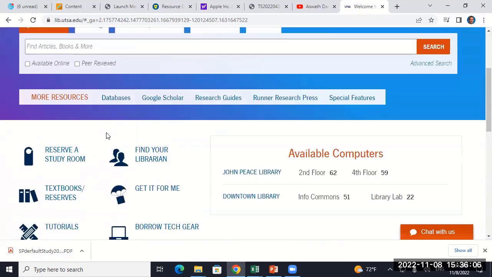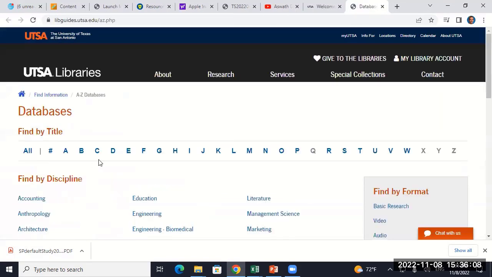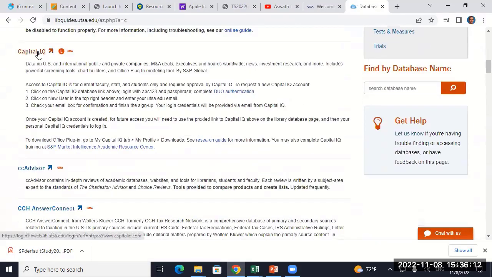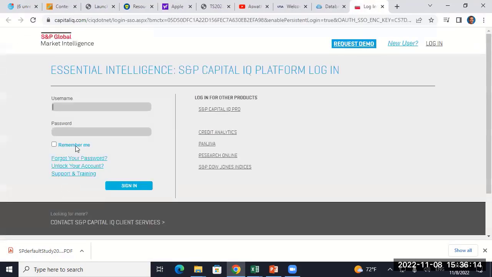So just go to the library, look up databases, just click on C, find Capital IQ, set it all up. It'll take you 3 tries. It never works the first time. I don't know why, but set up your own account. No one in here has a Capital IQ account. Is that true? You do? No? No one? Triple you do.